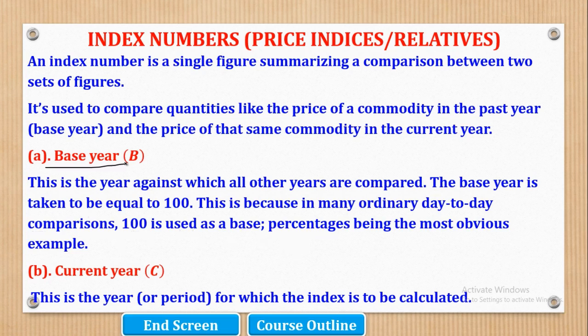That was the base year. Then what about the current year? The current year is the year or period for which the index is to be calculated. So they tell you, using this as the base year, calculate the price index for this year. Always they will specify which is the base year and which is the current year in the question, as we shall see in the worked examples.